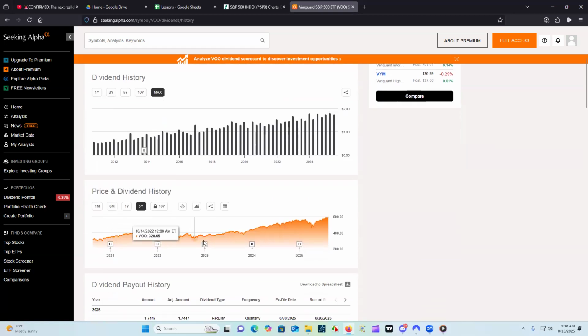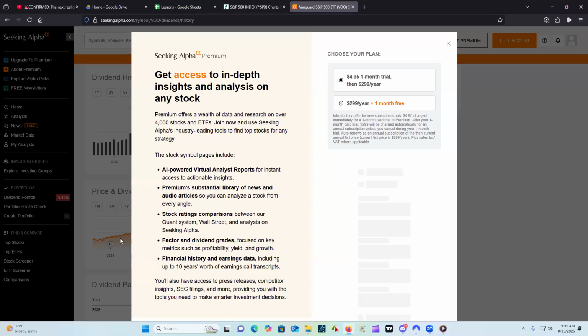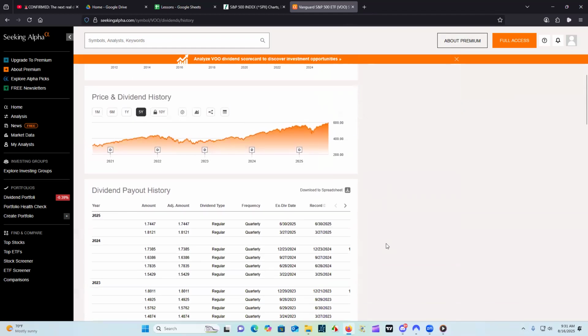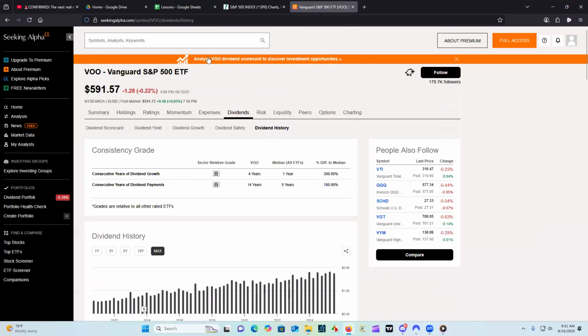And here's another chart of a dividend. If you look at 10-year, it won't let you. You have to have an account for that. But over time, it's just been going up. So that's what you need to see in these.